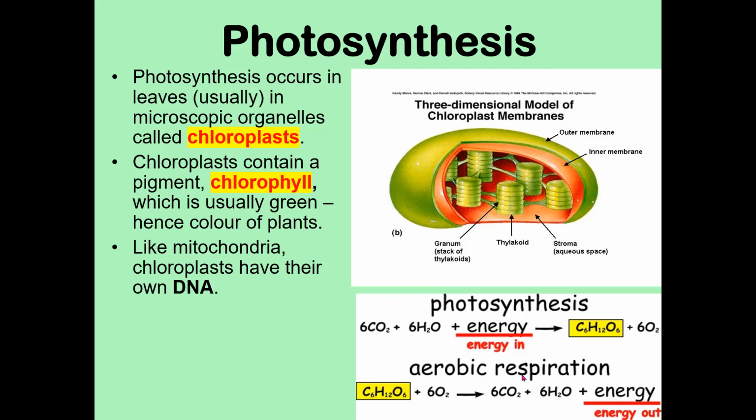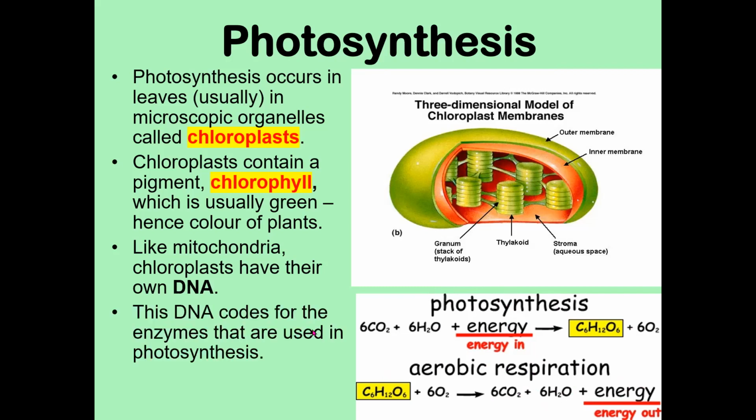Now, of course, a plant has both of these. So in the leaves, it does this. In the rest of the plant, it does that. Amazing. Now, the DNA codes for the enzymes that are actually required in the photosynthetic process.